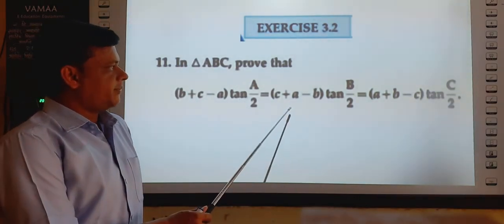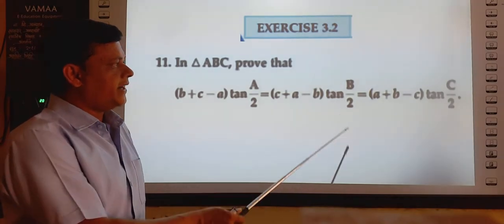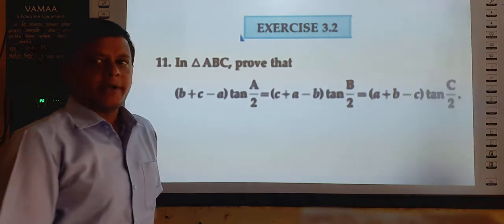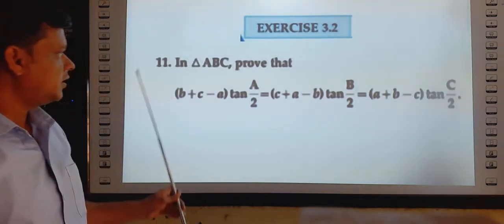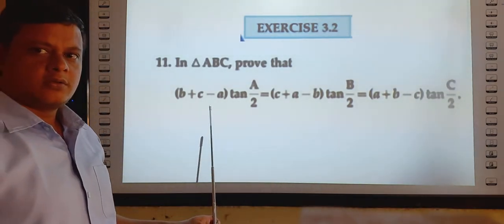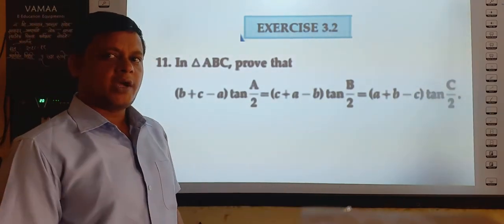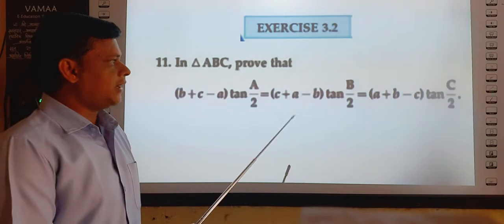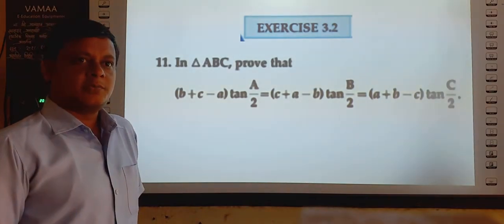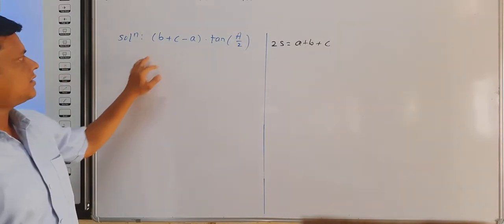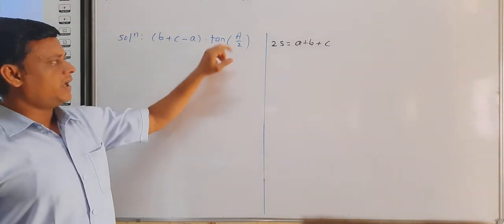equals (c + a − b) tan(B/2) equals (a + b − c) tan(C/2). That means we have to show this first value equals the second, equals the third. That means we have to calculate three values and those three values must be the same. So for solving this we first write (b + c − a) tan(A/2).